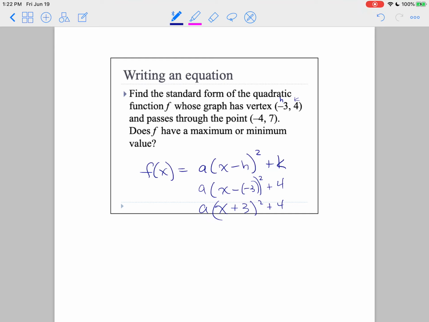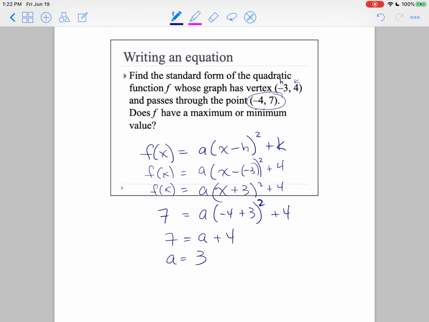So what we can do to find that value is we can plug in a point. We have another point here, (-4, 7). So 7 is the output. Negative 4 is the input. Don't forget about the squared part here. So negative 4 plus 3 is negative 1, but when I square it, it becomes positive 1. So this is 7 = a + 4. So that means a = 3.